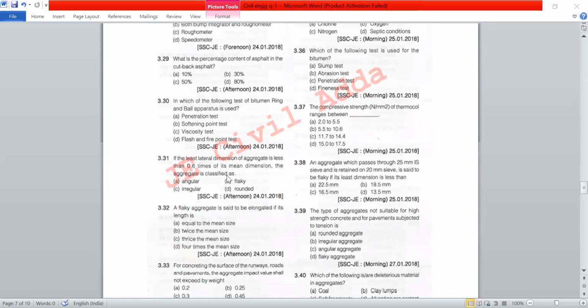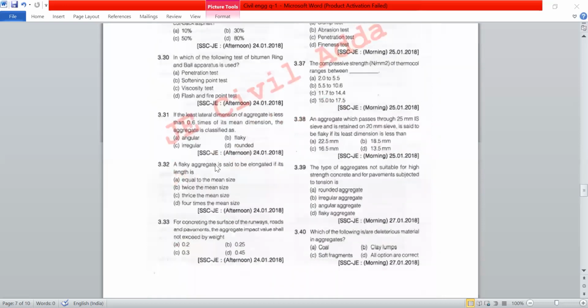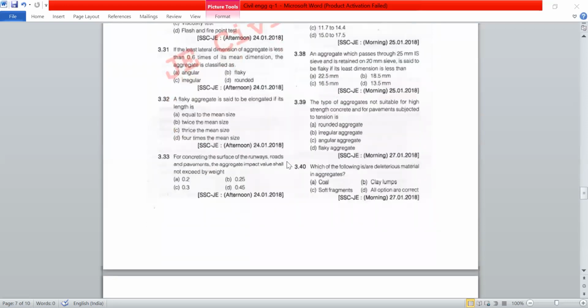If the least lateral dimension is less than 0.6 times the mean dimension, that aggregate is classified as flaky. A flaky aggregate is said to be elongated if its length is twice the mean size. For concreting the surface of the runways, roads and pavements, aggregate impact value should not exceed 0.3 by weight.